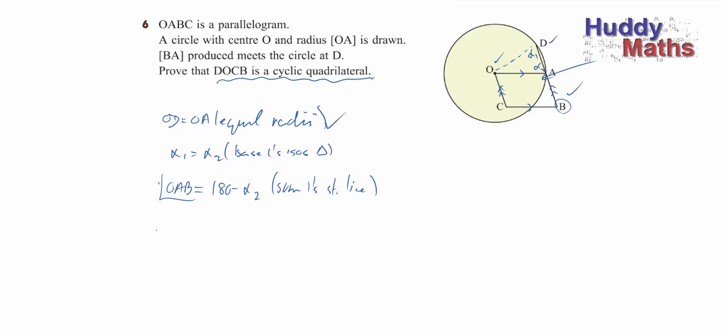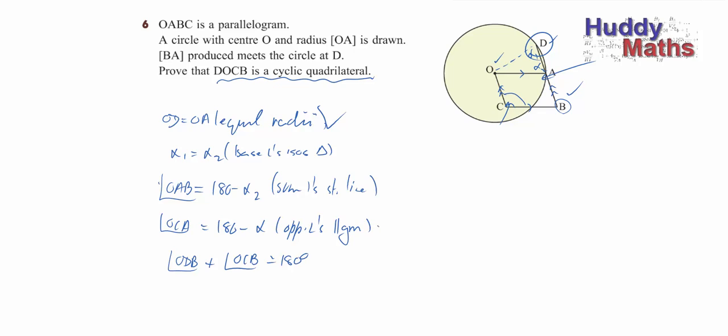And then what we can say is angle OCA down here. Angle OCA equals 180, take alpha, because opposite angles of a parallelogram are equal. Okay, so we've got that one. And now I think we've done it. And now we've got, since ODB, angle ODB plus angle OCB equals 180.